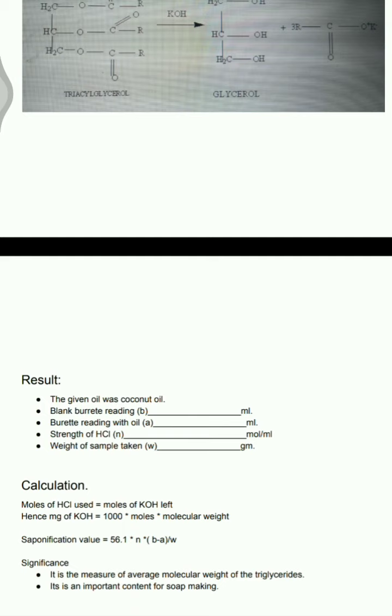This is all about the saponification value procedure, how we carry out the procedure. Hope you will understand the total process.